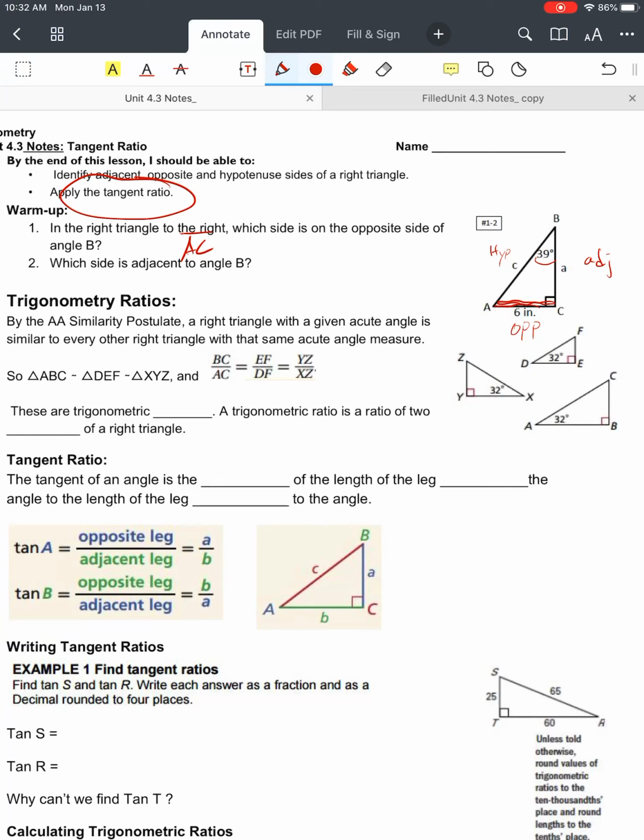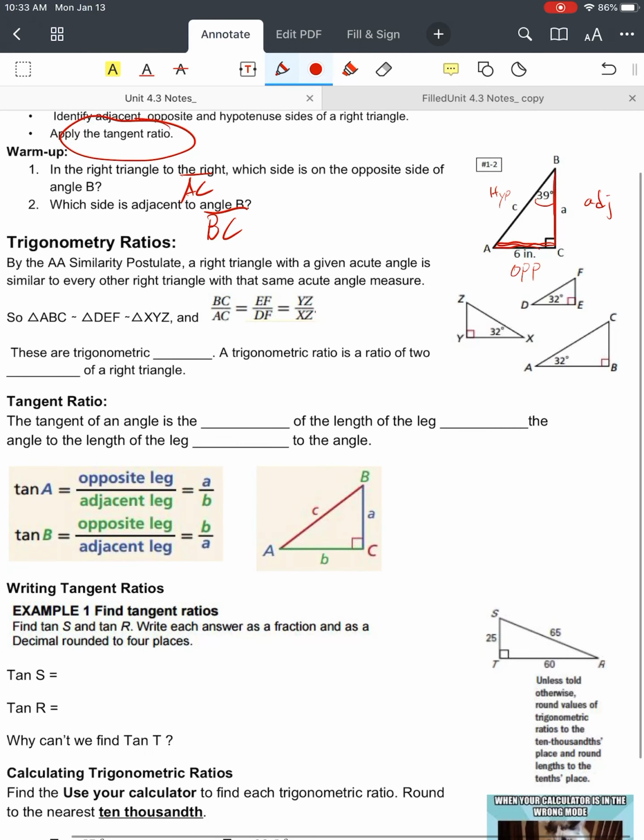If we want to say the side that's adjacent, technically the hypotenuse is adjacent to our angle, but we never want to use the hypotenuse as our adjacent. So our adjacent side, we're talking about the adjacent leg. So that would be side AB, or we could say side BC.